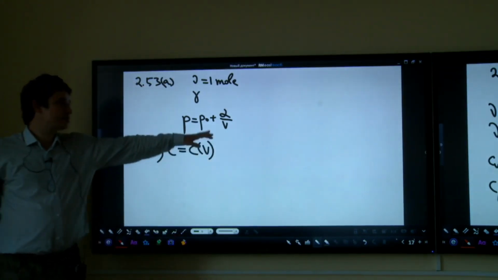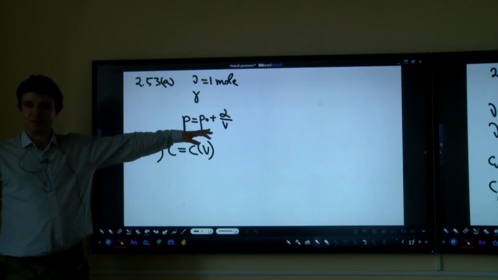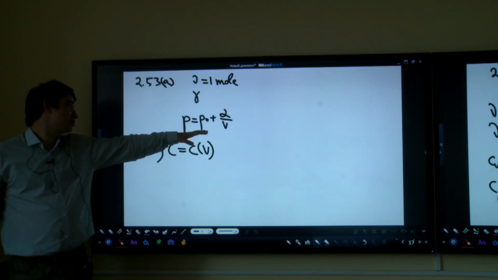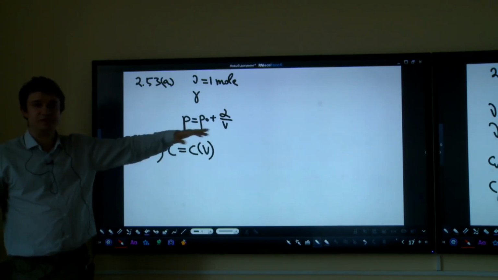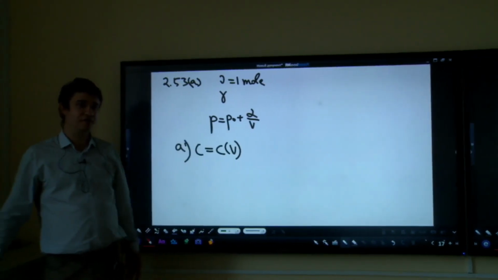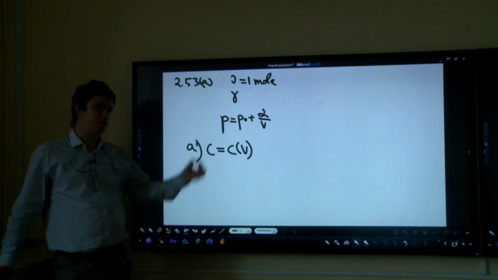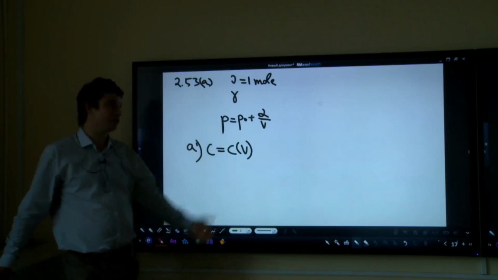So this is not a polytropic process, unless we have some lucky coincidence. No, there is no lucky coincidence here. If P0 is not equal to 0, then this is not a polytropic process. That means that the heat capacity would depend on the point of this process you are actually located on.